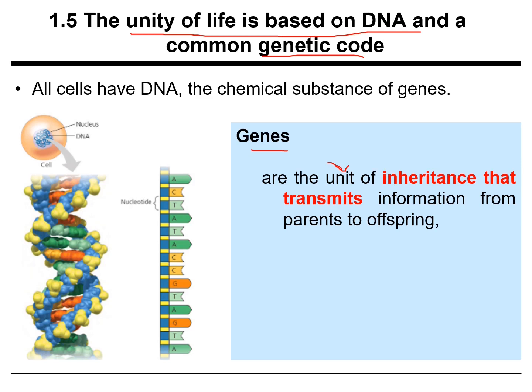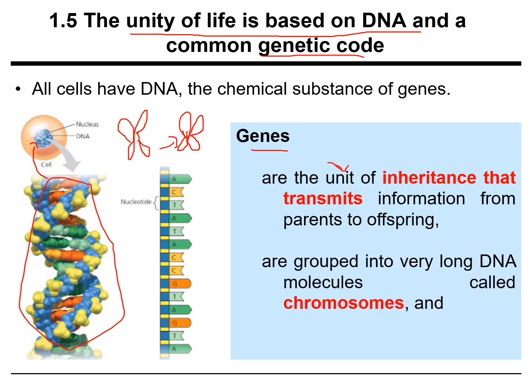And if you remember, here is the DNA, and the DNA is located in a cell, and here in the nucleus of a eukaryotic cell, you have these structures. Do you remember how these structures are called? These linear structures that look like this during cell division. Yeah, this is not very pretty, but they look like this. And they are called chromosomes. This is very important. We will talk about this. So genes are grouped into very long DNA molecules called chromosomes.